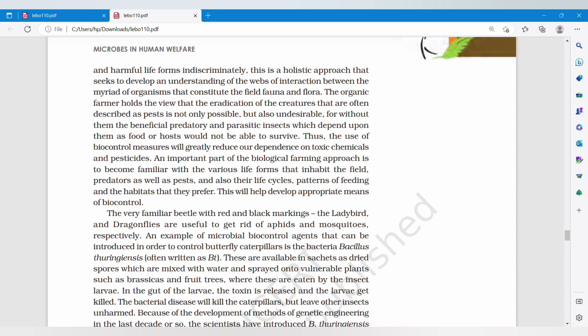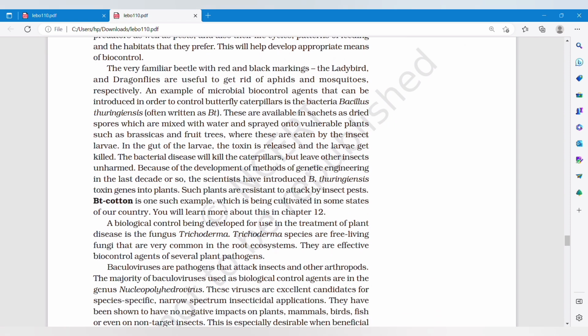An important part of the biological farming approach is to become familiar with the various life forms that inhabit the field, predators as well as pests, and also their life cycles, patterns of feeding, and the habitats that they prefer. They will help develop appropriate means of biocontrol. The very familiar beetle with red and black markings, the ladybird, and dragonflies are useful to get rid of aphids and mosquitoes respectively.